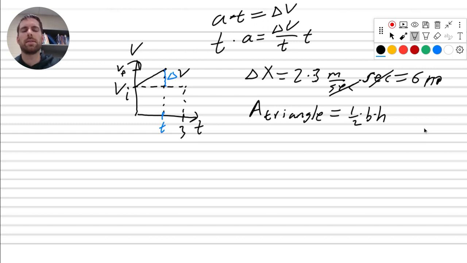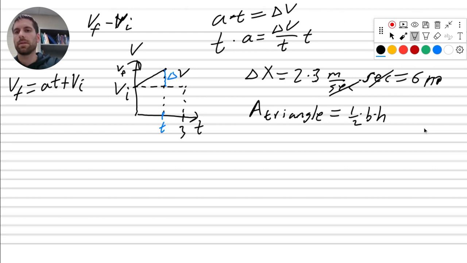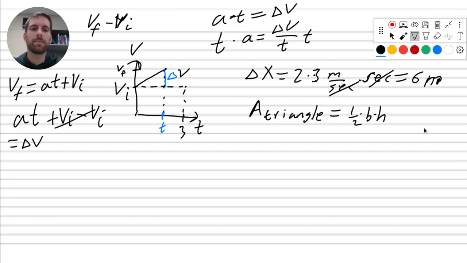Alternatively, you could find what delta v is using the fact that delta v is vf minus vi. And you could plug in what vf is, which you know is a t plus vi. Then plugging in that a t plus vi minus vi, you would get that it's just a t is your delta v. Same thing.